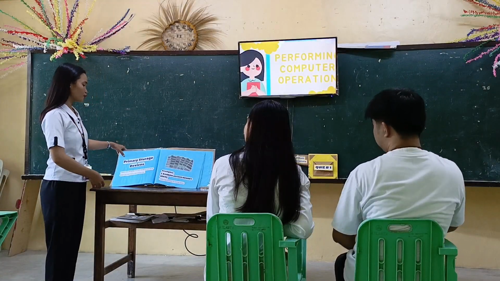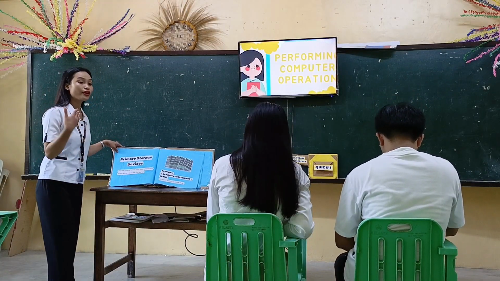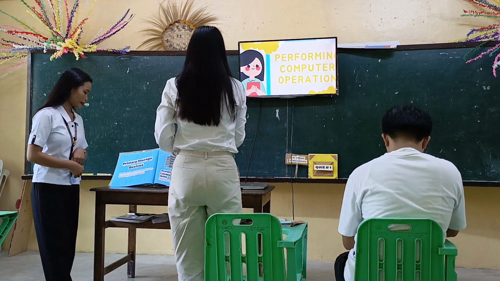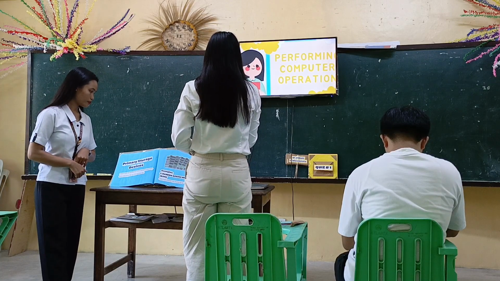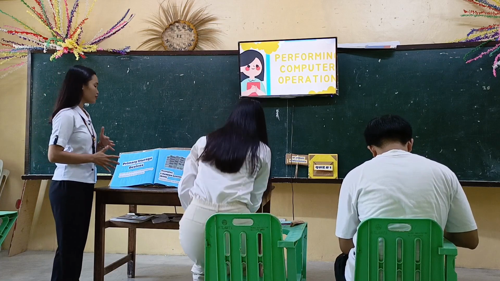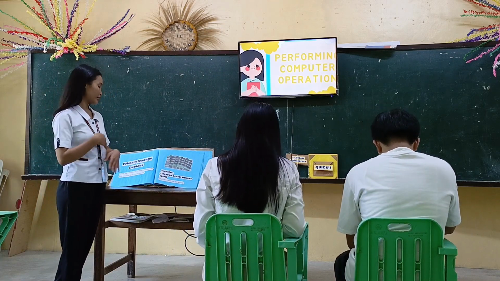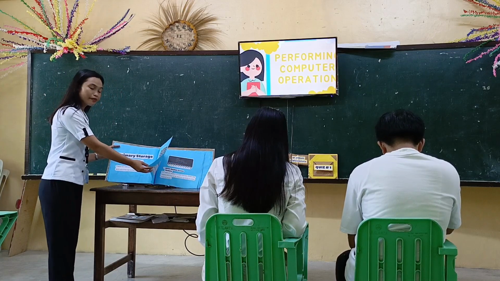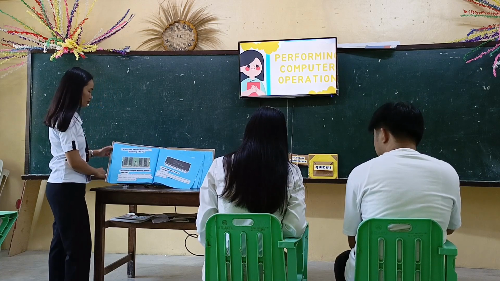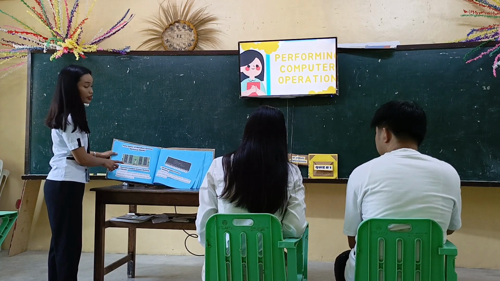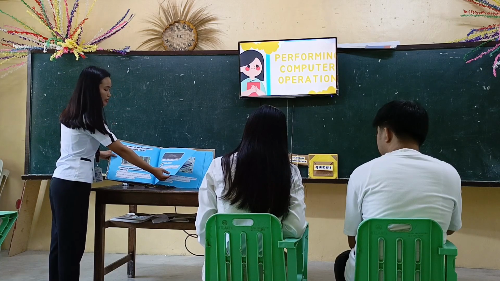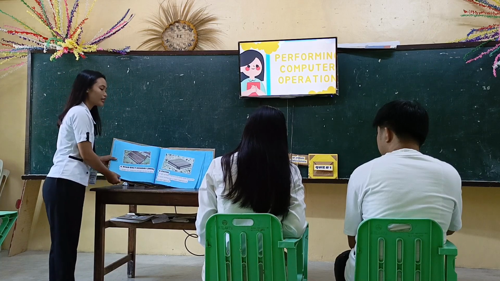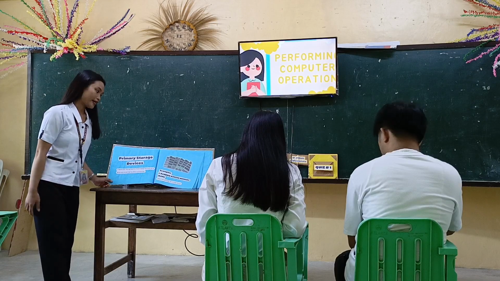Okay, class, let's proceed to primary storage devices. Do you have an idea what primary storage devices are? Yes, Juliet? Primary storage is internal memory that is directly accessible by the CPU. Okay, that is primary storage. Examples of primary storage devices are the RAM, the random access memory, the ROM, and the cache. Those are the different types of primary devices.